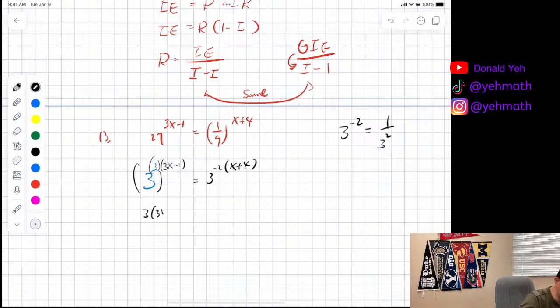So it'll be 3 times 3x minus 1 equal to negative 2x minus 8. 9x minus 3 equal to negative 2x minus 8. I think that's going to give you 11x is equal to negative 5, x equal to negative 5 over 11. Is that right?